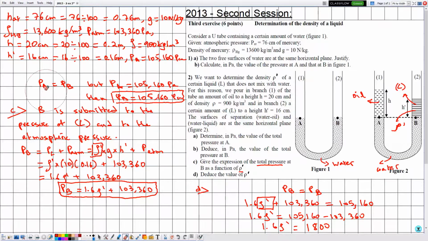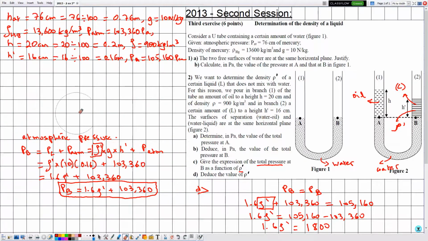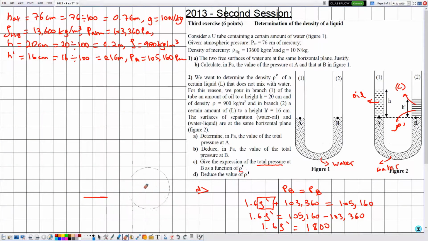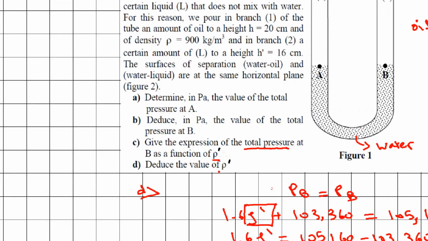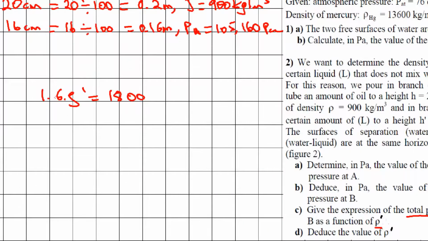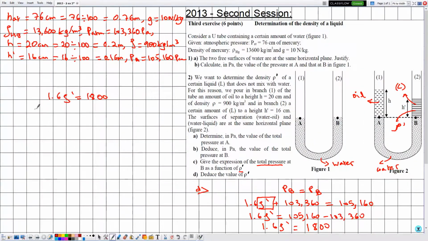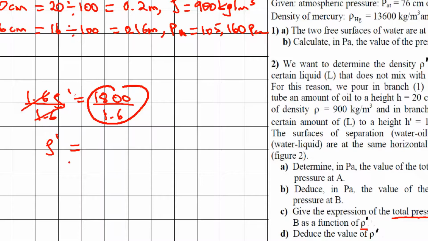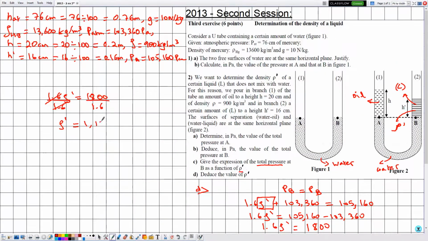Let me continue this here. So 1.6 rho prime is equal to 1800. Notice that we haven't answered the question yet, because we are interested in determining the value of rho prime. We have determined 1.6 rho prime, so we need to get rid of 1.6. We divide both sides by 1.6. So this goes out with this. Then the value of rho prime is given by this fraction. Plugging this fraction on the calculator, then the value of rho prime is given by 1125 kilogram per meter cube.